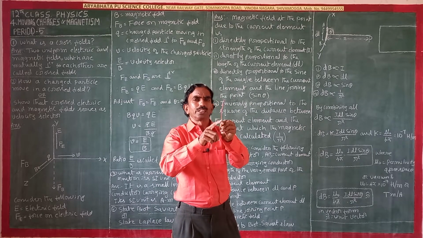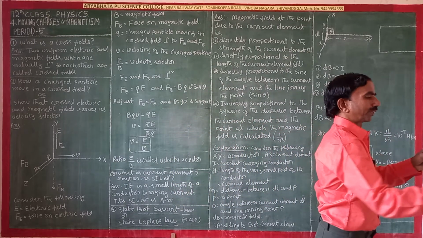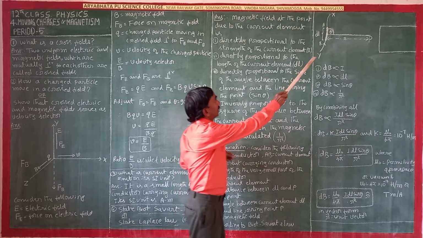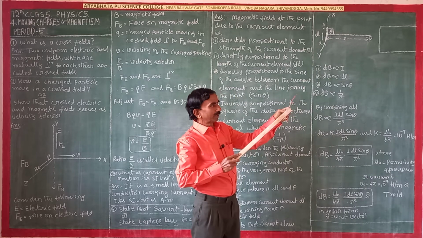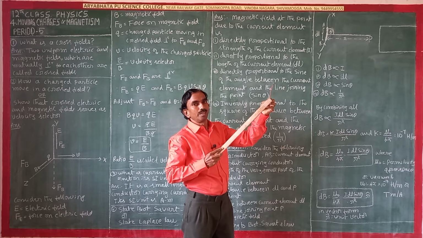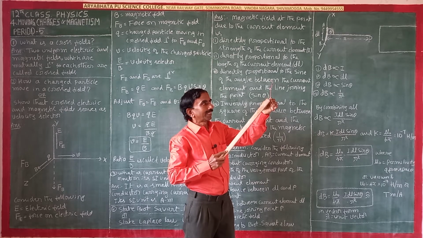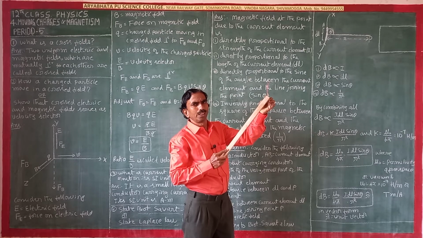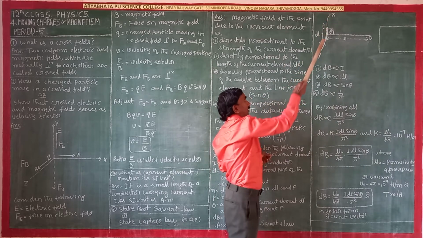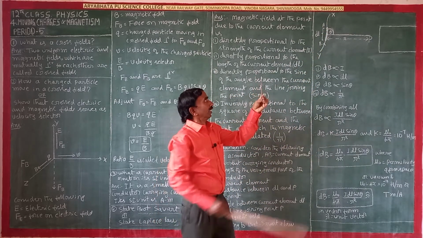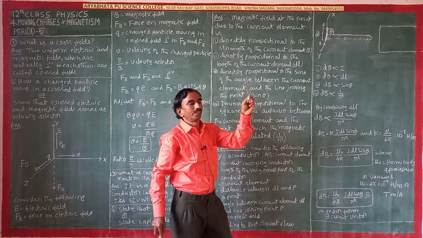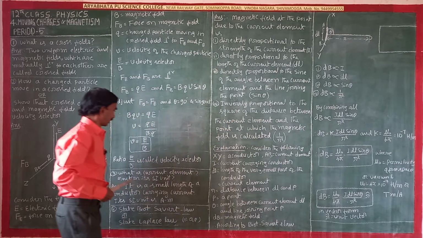A very small part is called dl. dl means the length of the small element. This small part of the element is called a current element. A current element means a current carrying conductor of very small length dl. XY is a conducting wire, a conductor, and dl is AB, a very small length. So that is the current element.